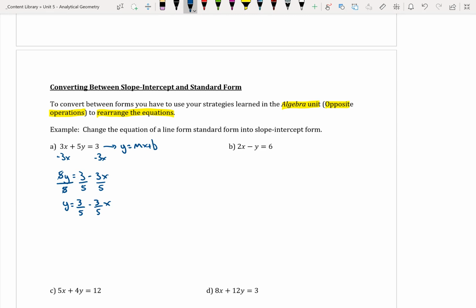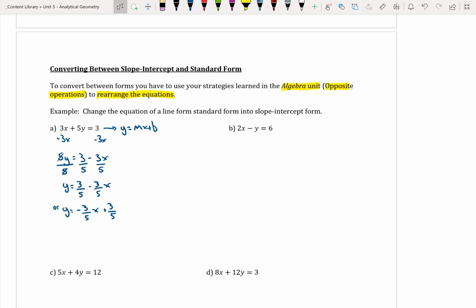Even though the slope and the x value come second, it's still in the right form. If you want, you can change it to y equals negative 3 over 5x plus 3 over 5, where all we've done is swap places, or just moved one term in front of the other. Both are fine.